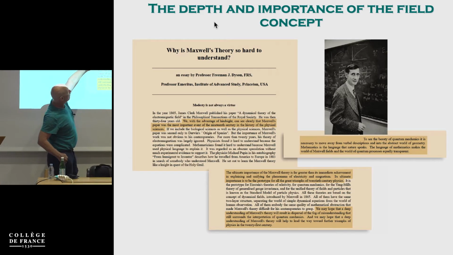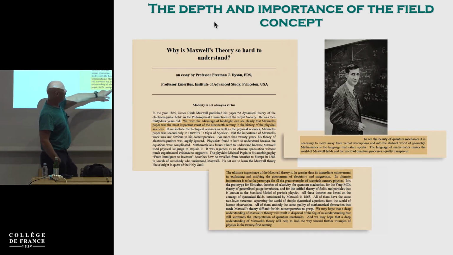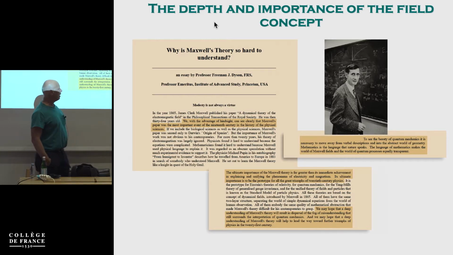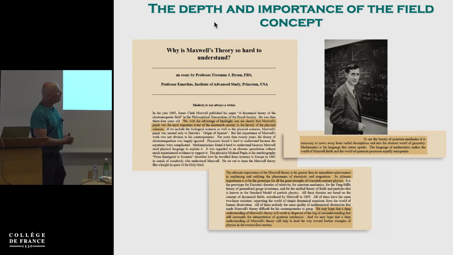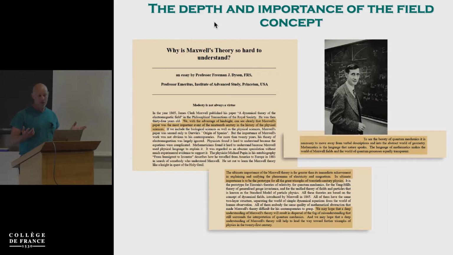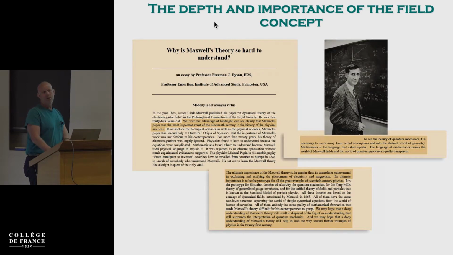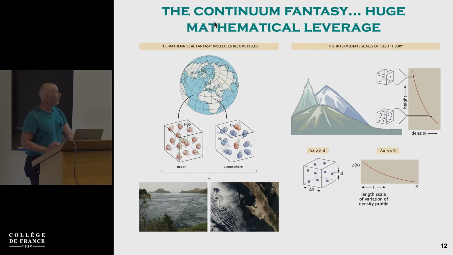The ultimate importance of Maxwell's theory is far greater than its immediate achievement in explaining and unifying the phenomena of electricity and magnetism. Its ultimate importance is to be the prototype for all the great triumphs of 20th century physics. And then here he says, and we may hope that a deep understanding of Maxwell's theory will help to lead the way toward further triumphs of physics in the 21st century. And I guess I would just say, I'm advocating for this idea of field theories of matter, if you'll let me say it that way.